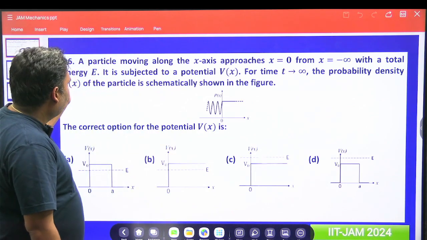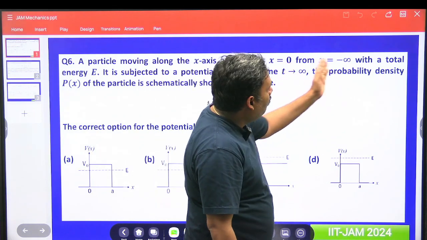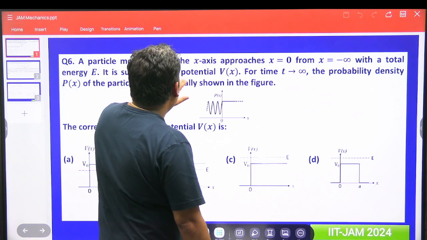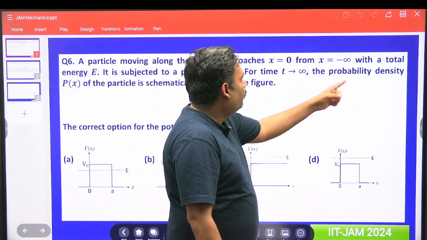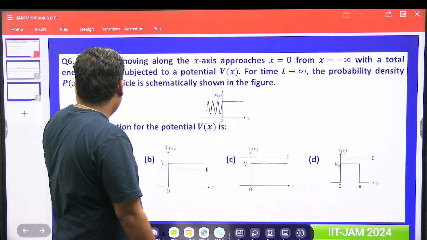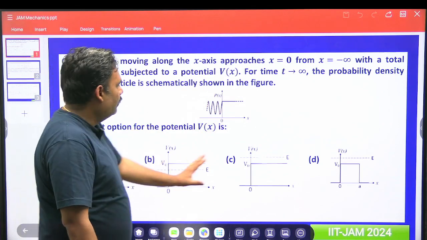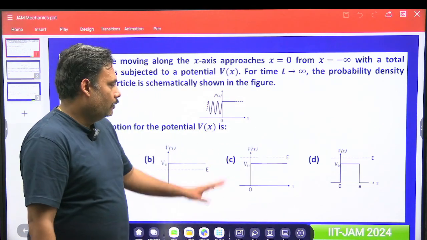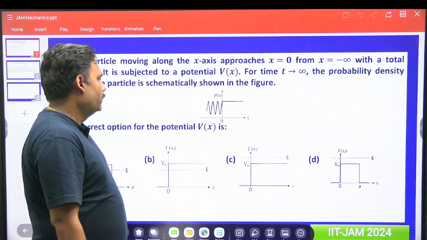So it is given that the particle is moving along the x-axis and approaches x equal to 0 from x equal to minus infinity with a total energy E. It is subjected to a potential V(x) for a time t tending to infinity. The probability density of the particle is symmetrically given by this one. Then which one of the following potentials is correct with respect to the energy? Also you have to see what the energy and what the potential should be.